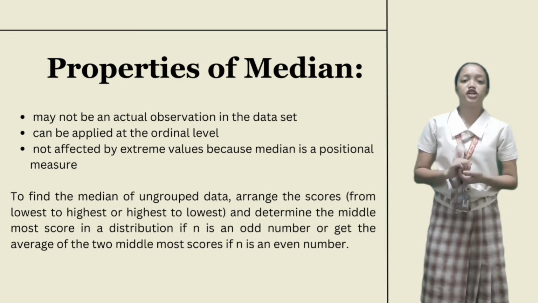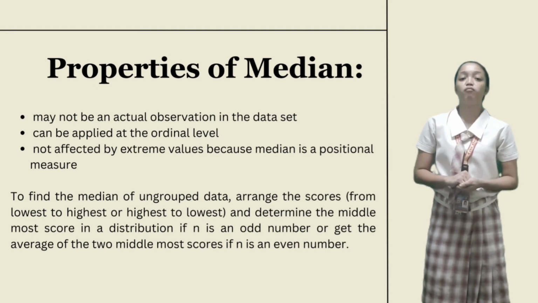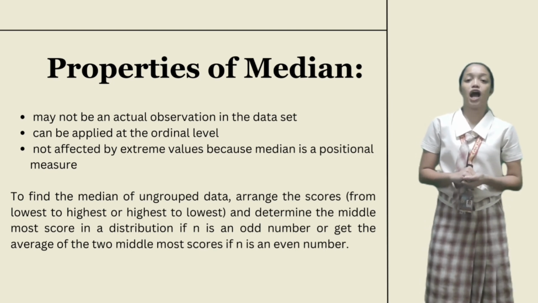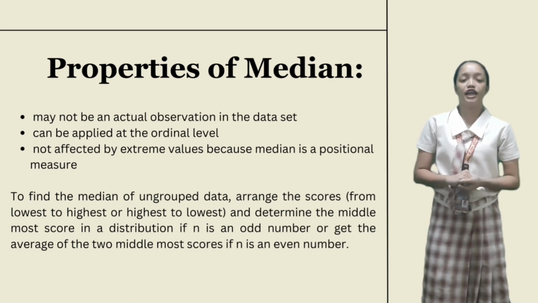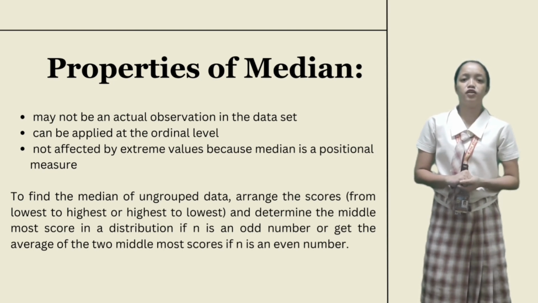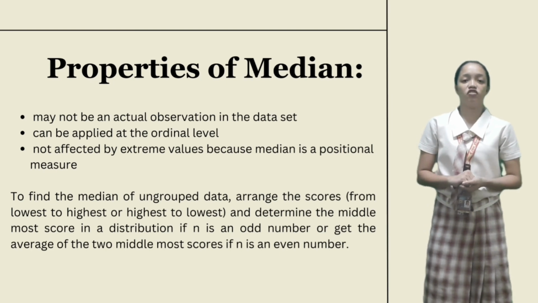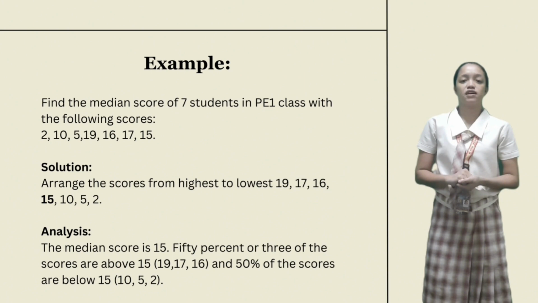To find the median of ungrouped data, first, we need to arrange the scores from lowest to highest or highest to lowest and determine the middlemost score in the distribution if n is an odd number, or get the average of the two middlemost scores if n is an even number. For example, find the median score of 7 students in a PE1 class with the following scores: 2, 10, 5, 19, 16, 17, 15.